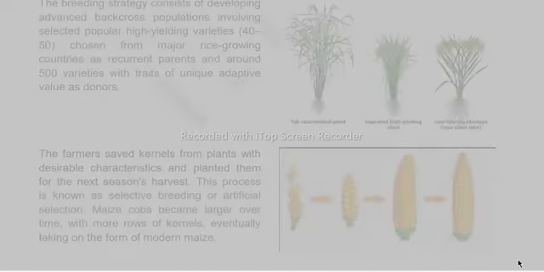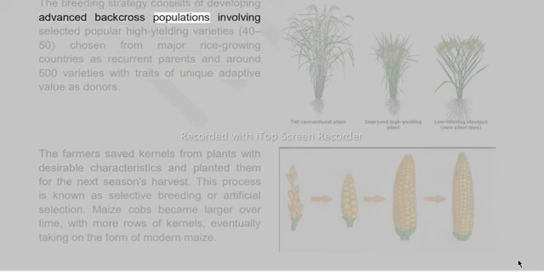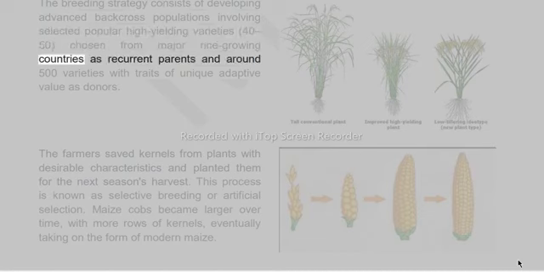The breeding strategy consists of developing advanced backcross populations involving selected popular high-yielding varieties, 40-50, chosen from major rice-growing countries as recurrent parents and around 500 varieties with traits of unique adaptive value as donors.